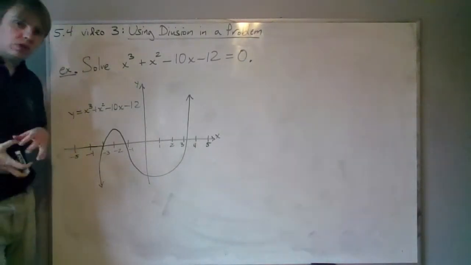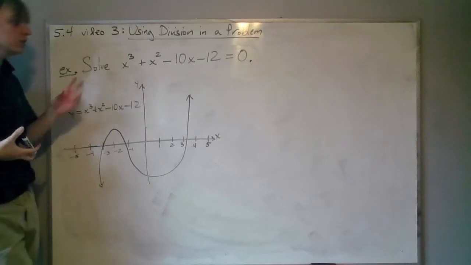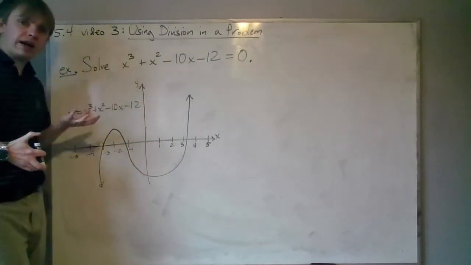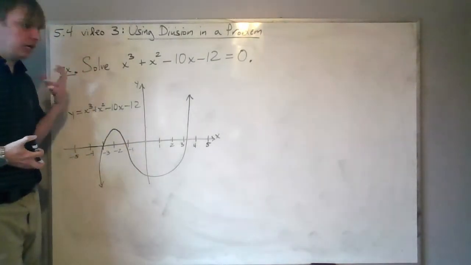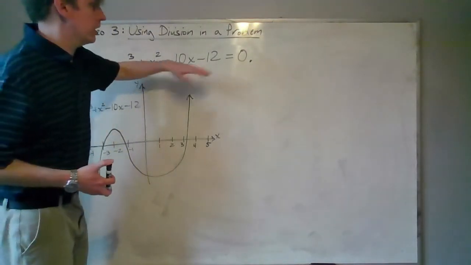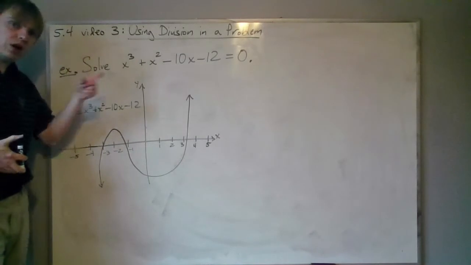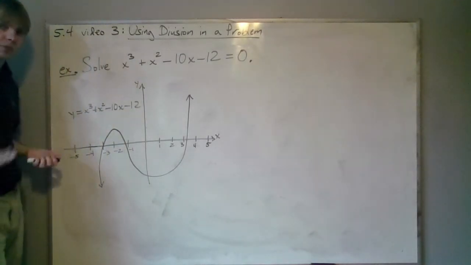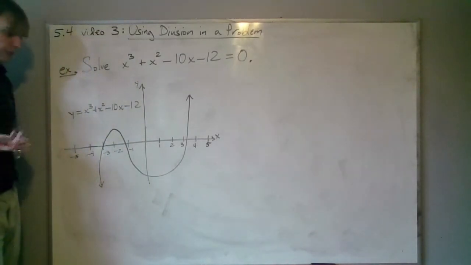In the past we've solved cubic equations, but it was always when it happened to be one that you could factor using factoring by grouping. And it turns out if you try it, x cubed plus x squared minus 10x minus 12 don't have a common factor, so we can't use factoring by grouping. We need some other method.